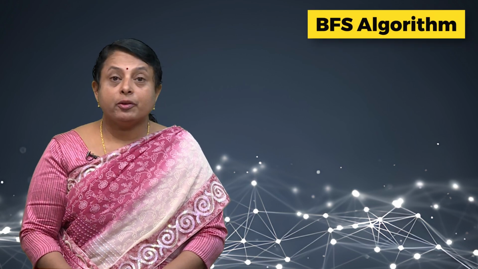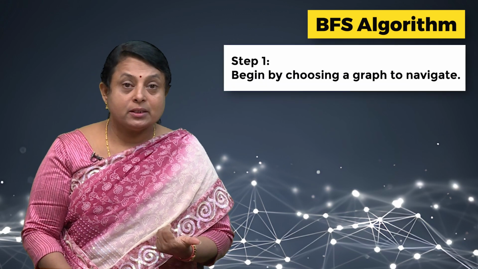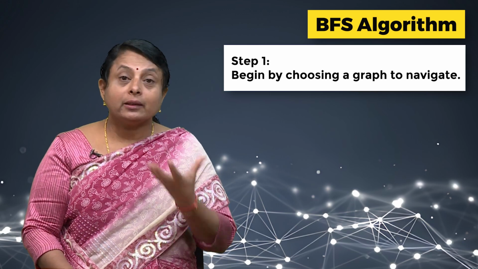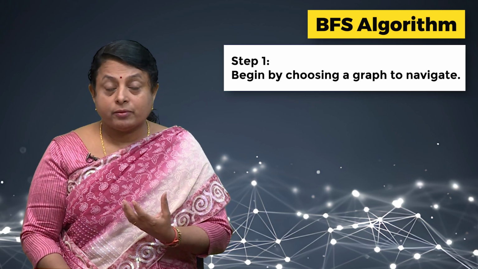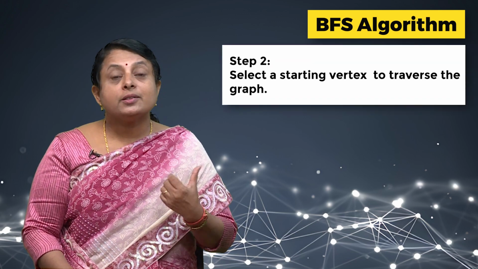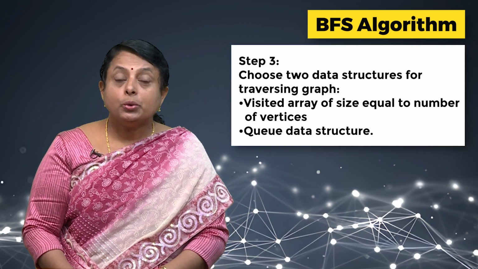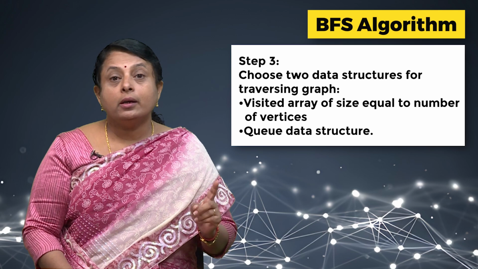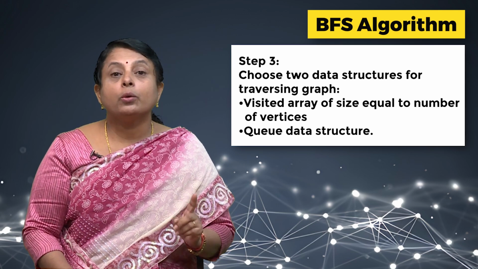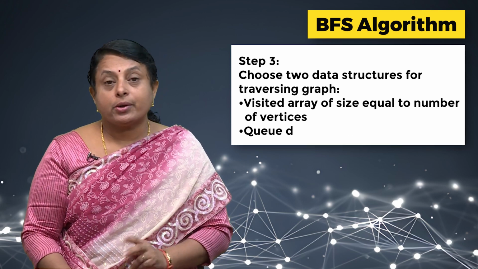Let us consider the elaborated steps of the BFS algorithm. Step 1: begin by choosing a graph to navigate. That is, first of all, consider the graph which has to be traversed, all the nodes of that graph have to be traversed. Step 2: select the starting vertex to traverse the graph. Step 3: choose two data structures to use for traversing the graph. One, a visited array of size equal to the number of vertices in the graph. Two, a queue data structure.